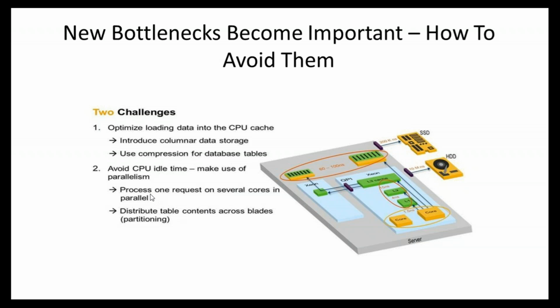So what happened is we process one request on several cores in parallel. We distribute table contents across blades. What are blades? Blades are partitions. Again, in nodes we will have the blades. We'll see the blades here.